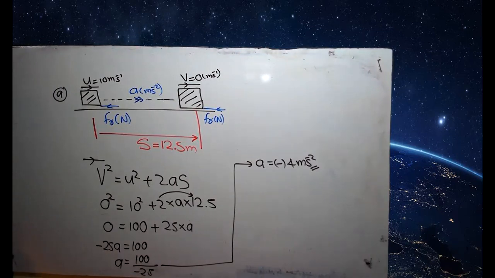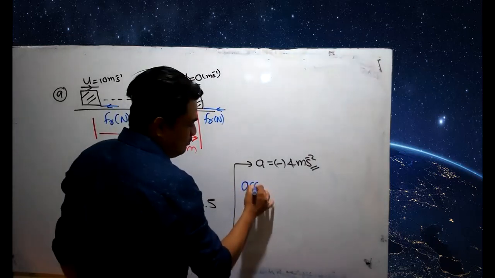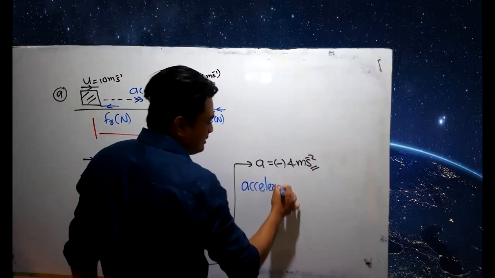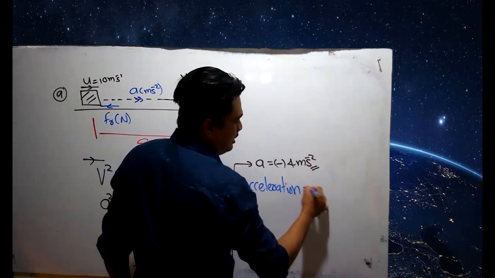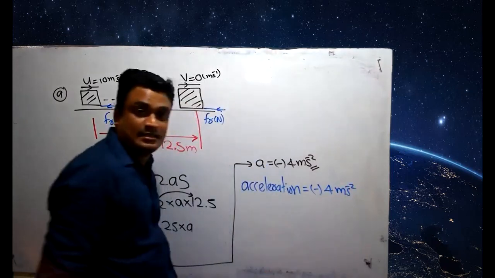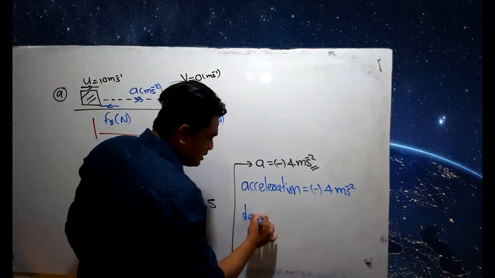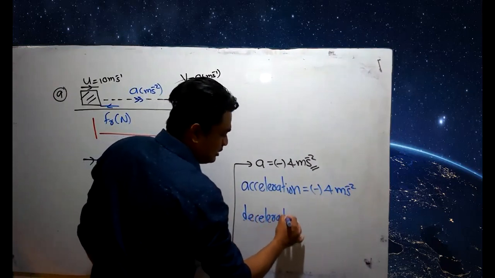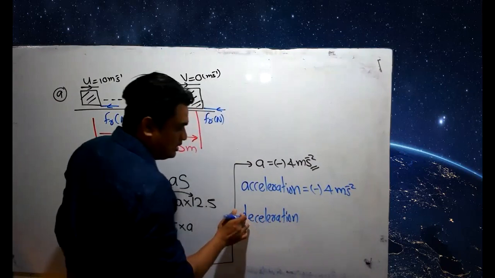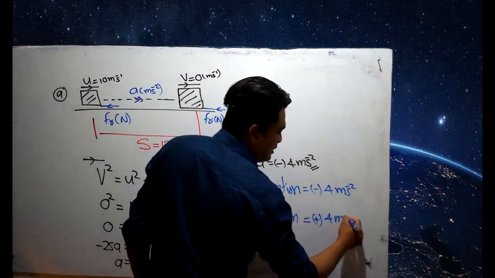Right. If you use the term acceleration, then it should be written with the minus sign. Acceleration equals minus 4 meters per square second. But if you want to say deceleration, deceleration is plus 4 meters per square second.